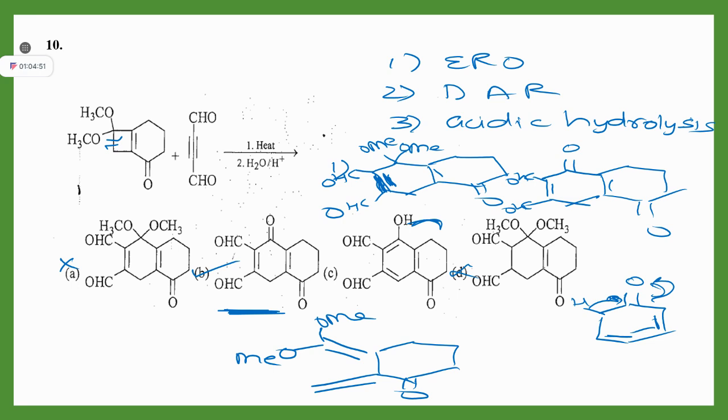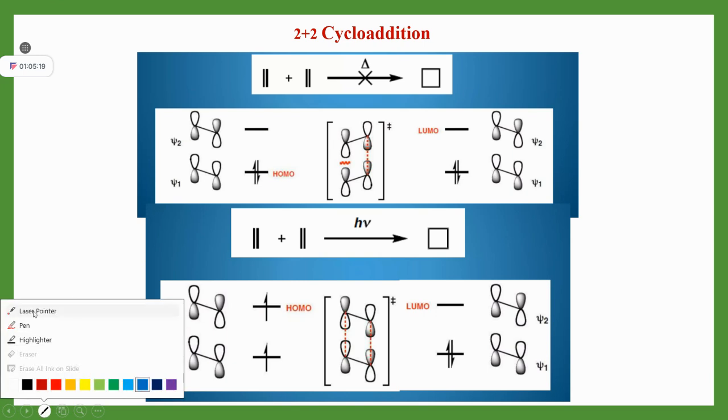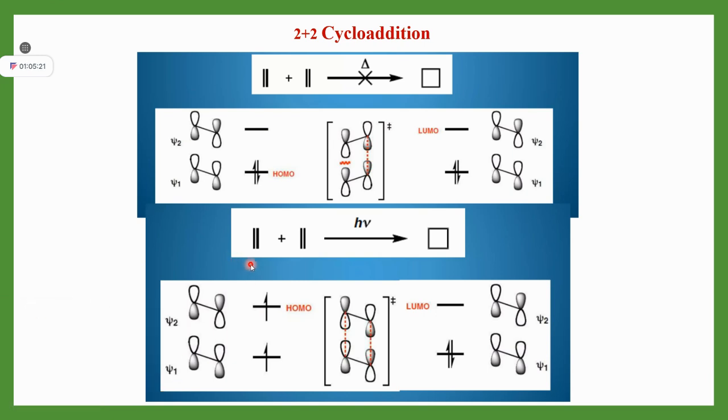And with this, we are done with Diels-Alder problems. Now we will have a brief recap of 2 plus 2 cycloaddition. Can anyone tell me which is the most symmetry-allowed condition for 2 plus 2 cycloaddition, heat or photochemical? Photochemical conditions. Okay, we will understand this by the FMO approach. Just wait. I will tell you this in brief, and we will solve one good problem based on this.